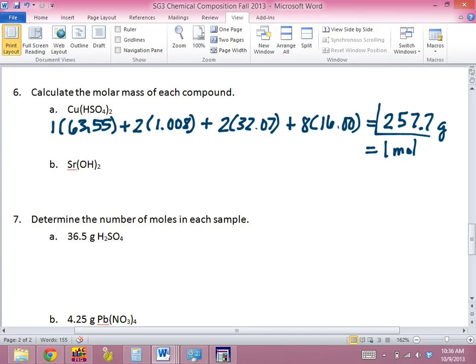So 257.7 grams is the molar mass. Any questions?